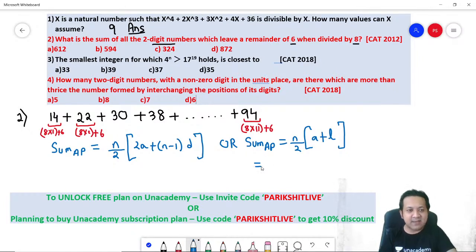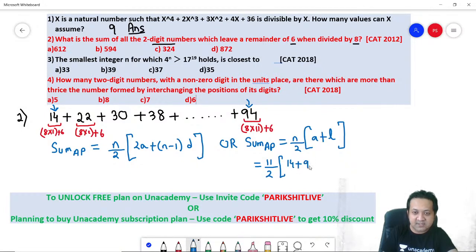How many terms are there? Remember you started with 8 into 1 plus 6. So this is the first term. And you ended with 8 into 11 plus 6. So there are 11 terms. 8 into 1 plus 6 is the first term and 8 into 11 plus 6 is the last term. So n is 11. 11 by 2 into first term which is 14, plus last term which is 94.